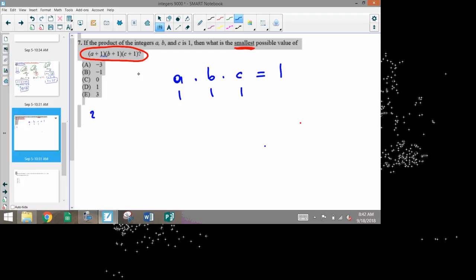B is equal to 1. 1 plus 1. C is equal to 1. 1 plus 1 is equal to 2. That makes 8. So smallest, too big. Definitely, I need to do something else.